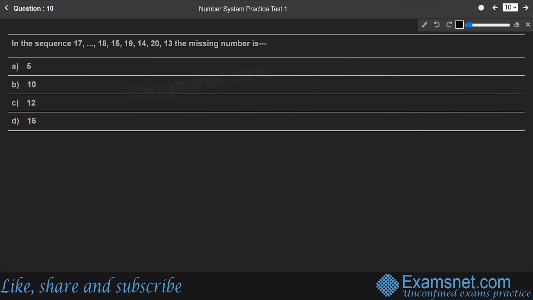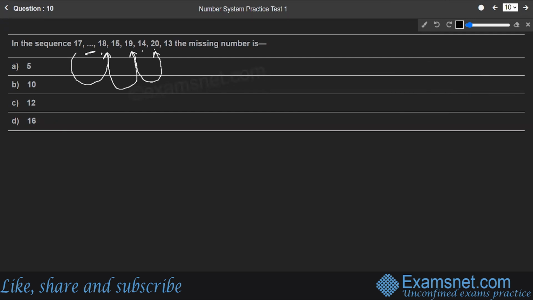Now, the sequence is 17, 18, 15, 19, 14, 20, and 13. Find the missing number. You quickly have to look at this and try to set up some logic. If you look at the numbers, 17, then there is a gap, then it becomes 18, then there's a gap, it becomes 19, then there's a gap, then it becomes 20, and so on.